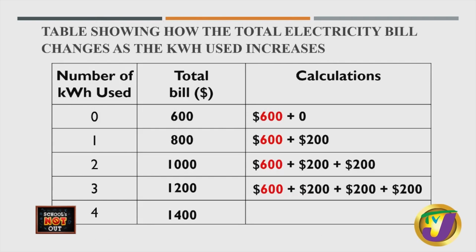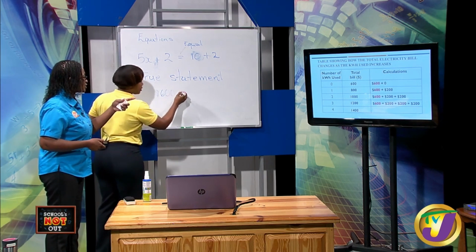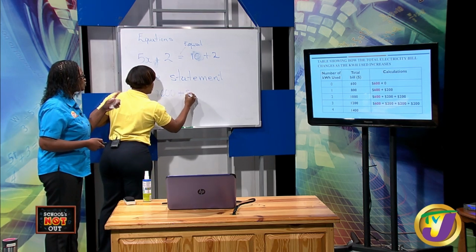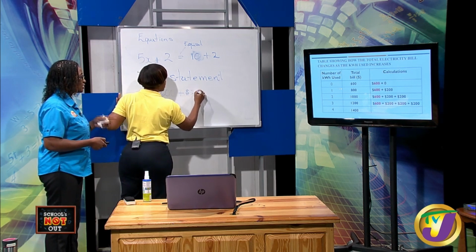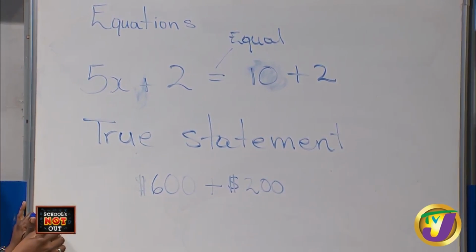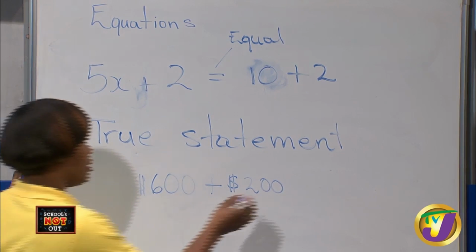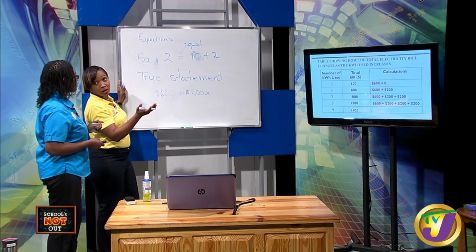So let's look back at this table because we want to get this equation right. My 600 is always there. Please write it on the board. I'm always having to put this $600, and I'm always adding it to what? To 200, but the 200 is being multiplied by the number of kilowatt hours used. What did we say we're using to represent that again? We said X. Because we don't know how many kilowatt hours we might use.